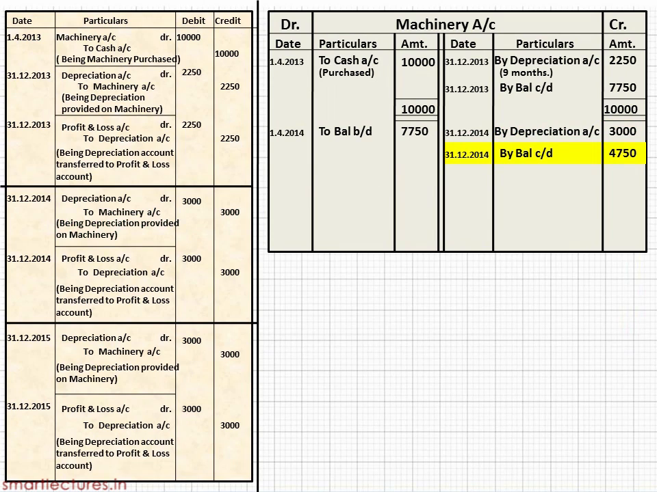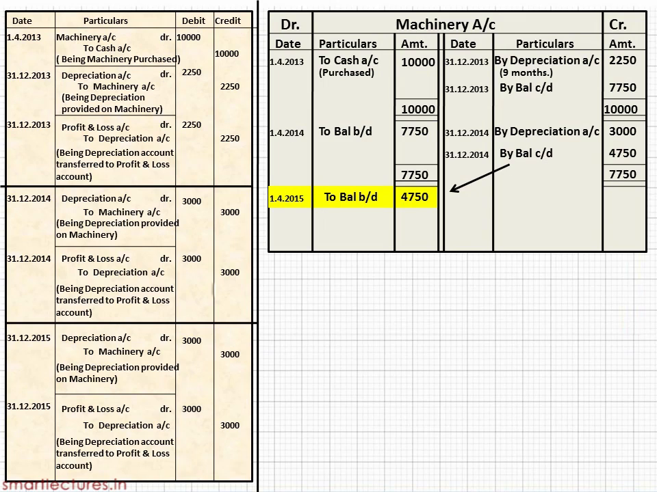On credit side, it's only 3000. So you have to supply 4750. Now the total on both sides, 7750. Now this balance CD will become to balance BD on 1st January 2015. To balance BD, 4750.